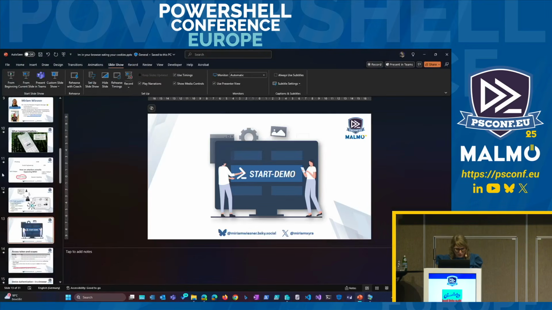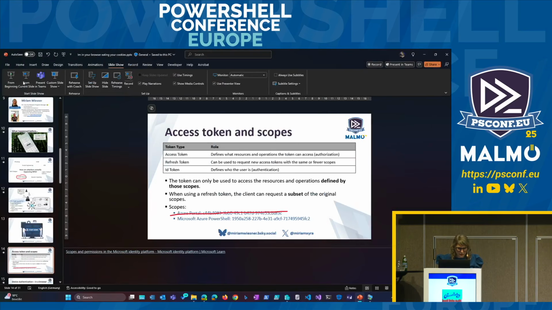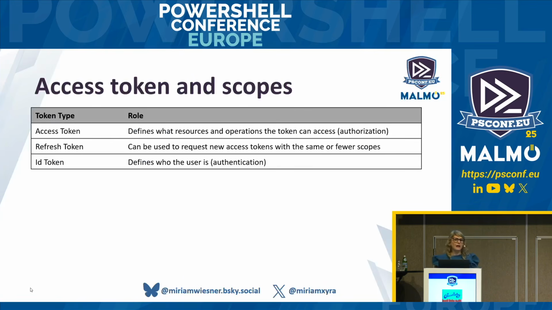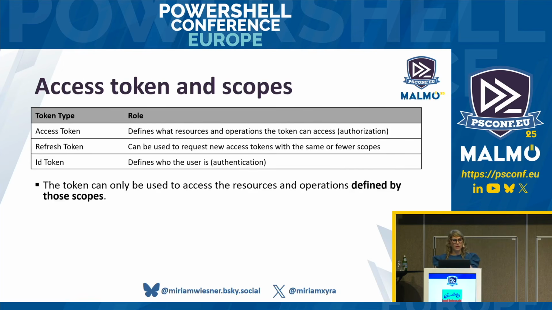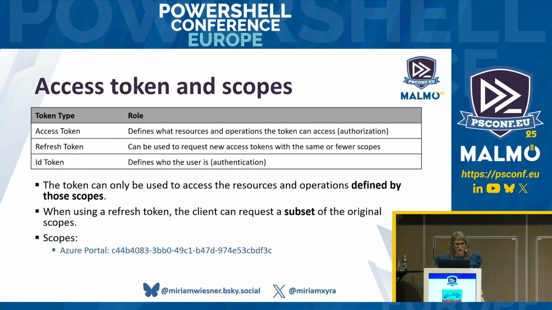Now let's go back to the presentation slide and look a little bit at this token. So here's a summary again: access token, refresh token, ID token. But those tokens can only be used in the scope that they were set to. So if a refresh token was created for the Azure portal, then it can also only get you access tokens for the Azure portal. And the access token can only be used for the portal.